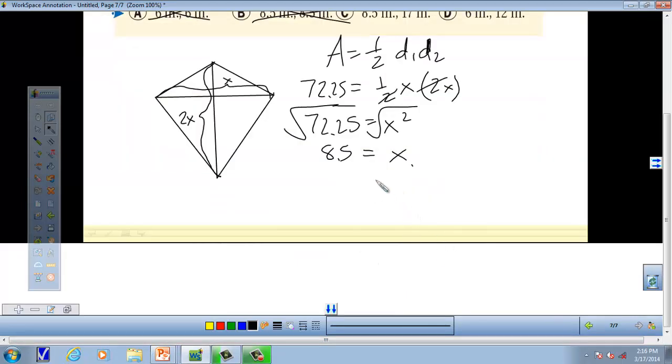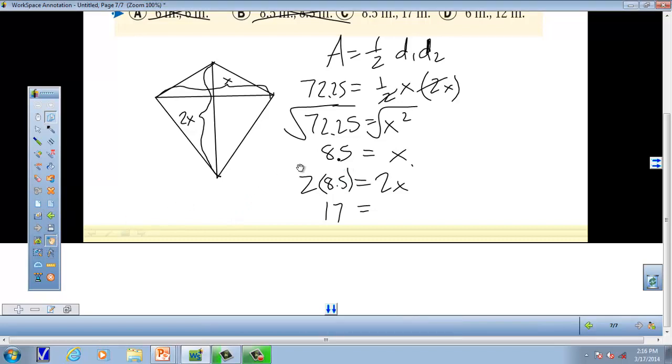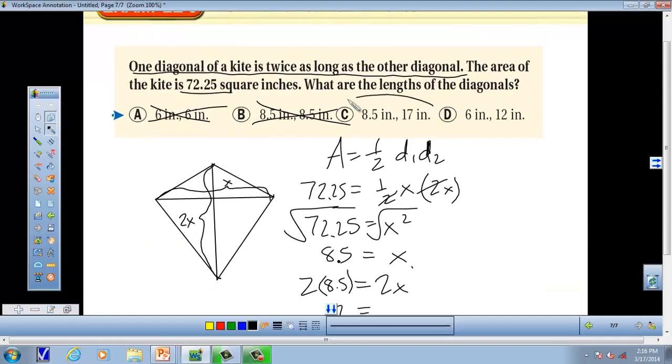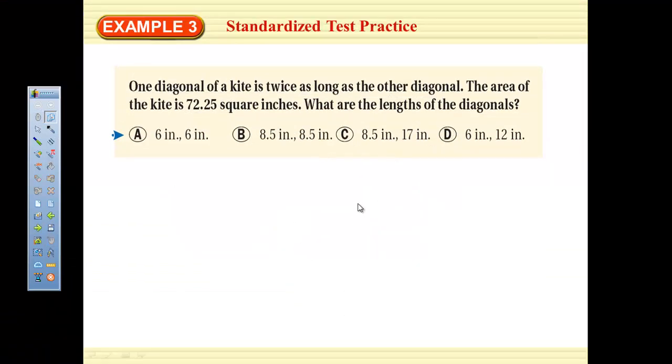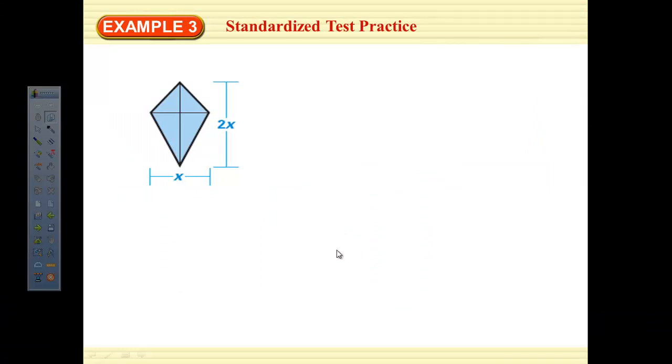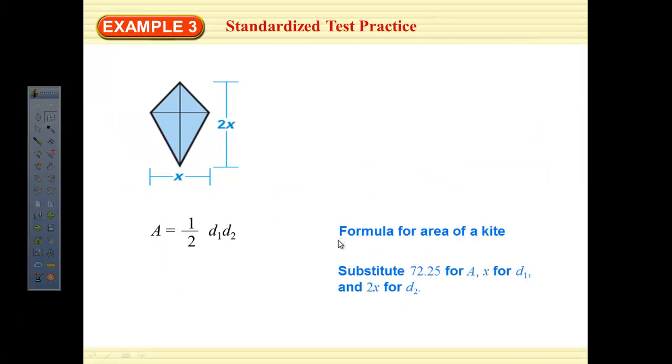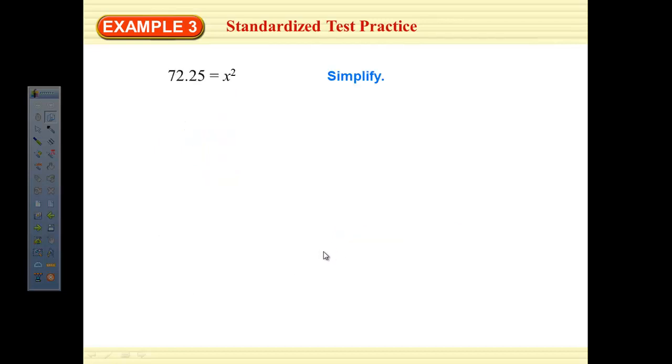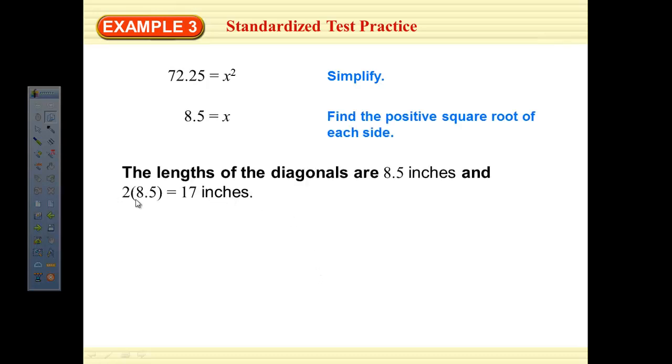And if we do that with 2x, remember that means that's the same as 2 times 8.5, which would be 17. So since we have 8.5 for one and 17 for the other, our answer in this case is C. And again, we're going to draw a picture. There's the picture. There's the formula. We plug in x, 2x, and the 72.25. Simplifying and square rooting, we get 8.5. The other one is twice as big, or 17.